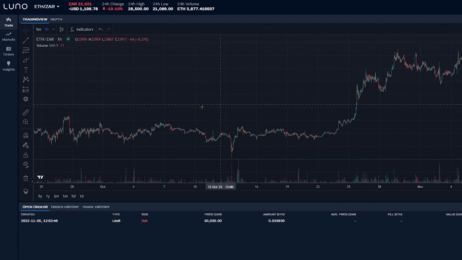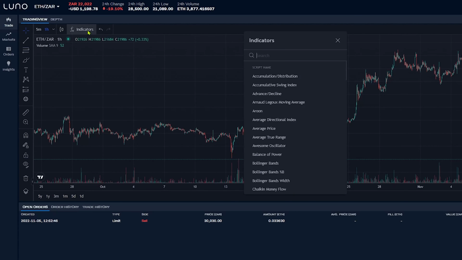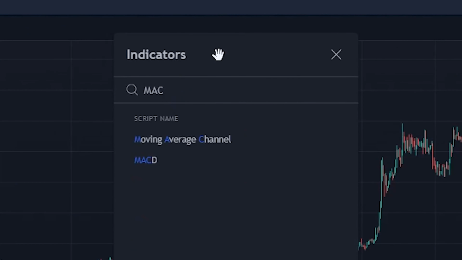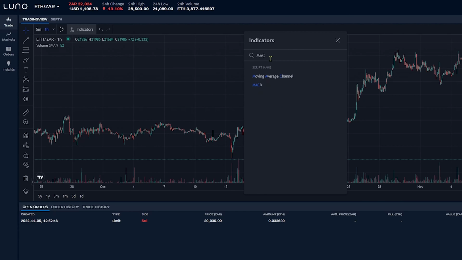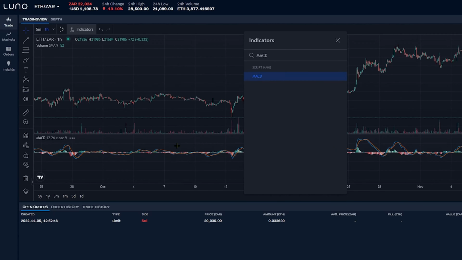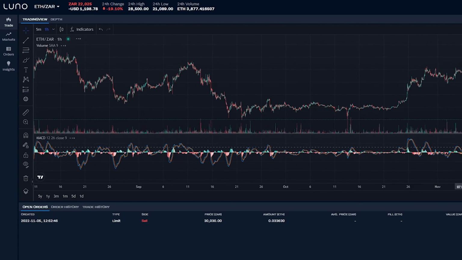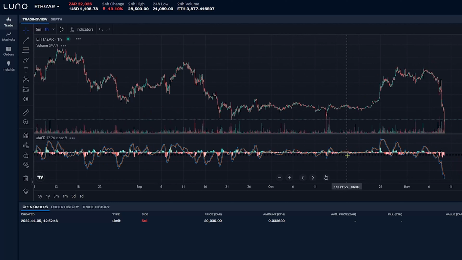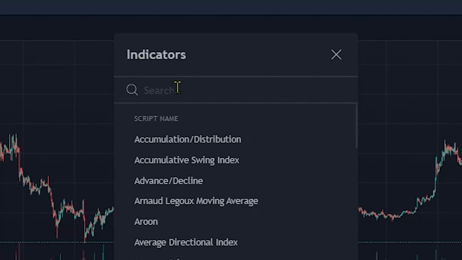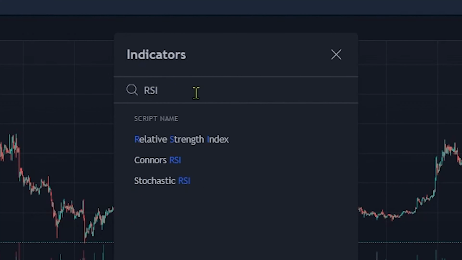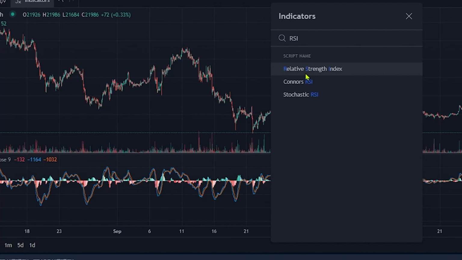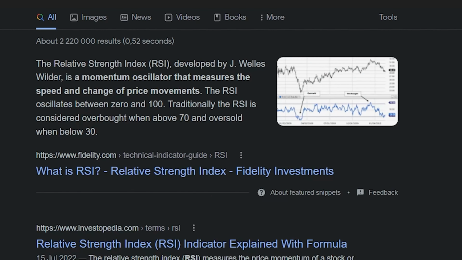So first of all, I'm going to jump to indicators and I'm going to click on MACD. You can just type in MACD and it will pop up. This is an indicator that I really like, and I'll show you how we will be using all of the indicators together. Next, we are going to use the RSI, also known as the Relative Strength Index. A Relative Strength Index is a momentum oscillator that measures the speed and change of price movement.